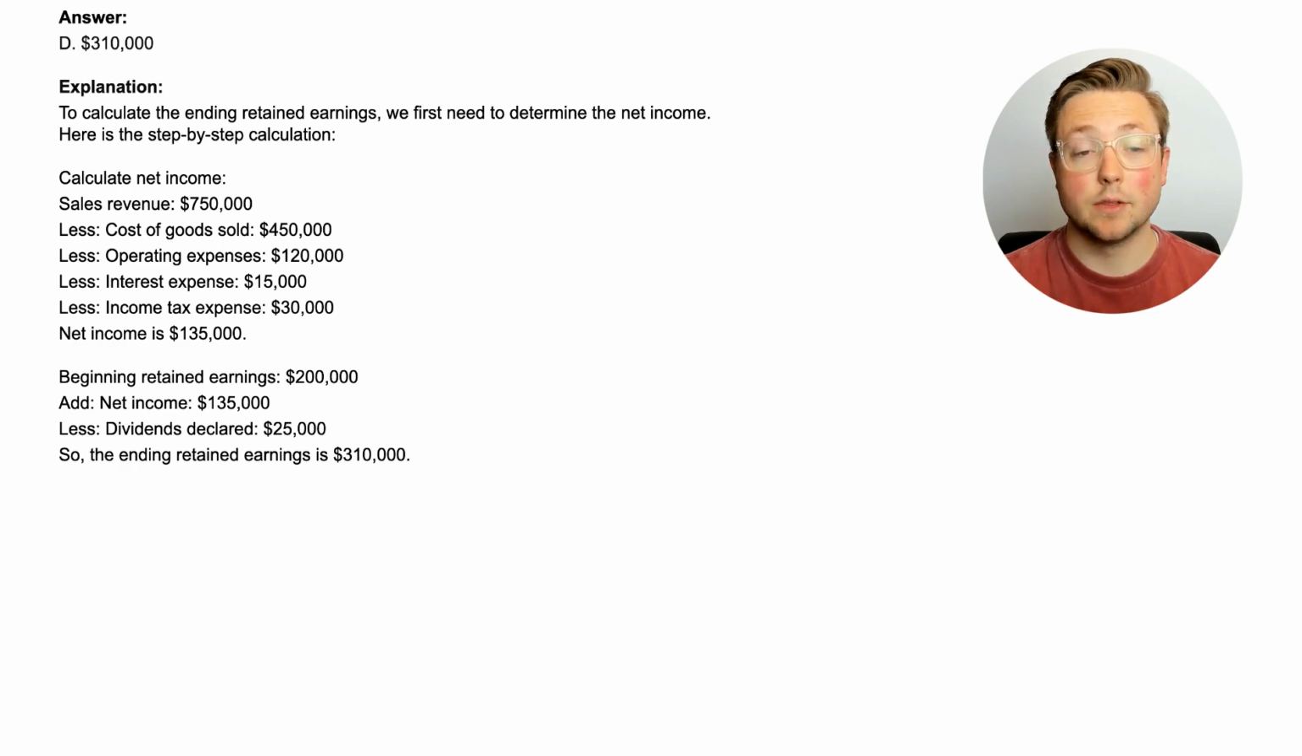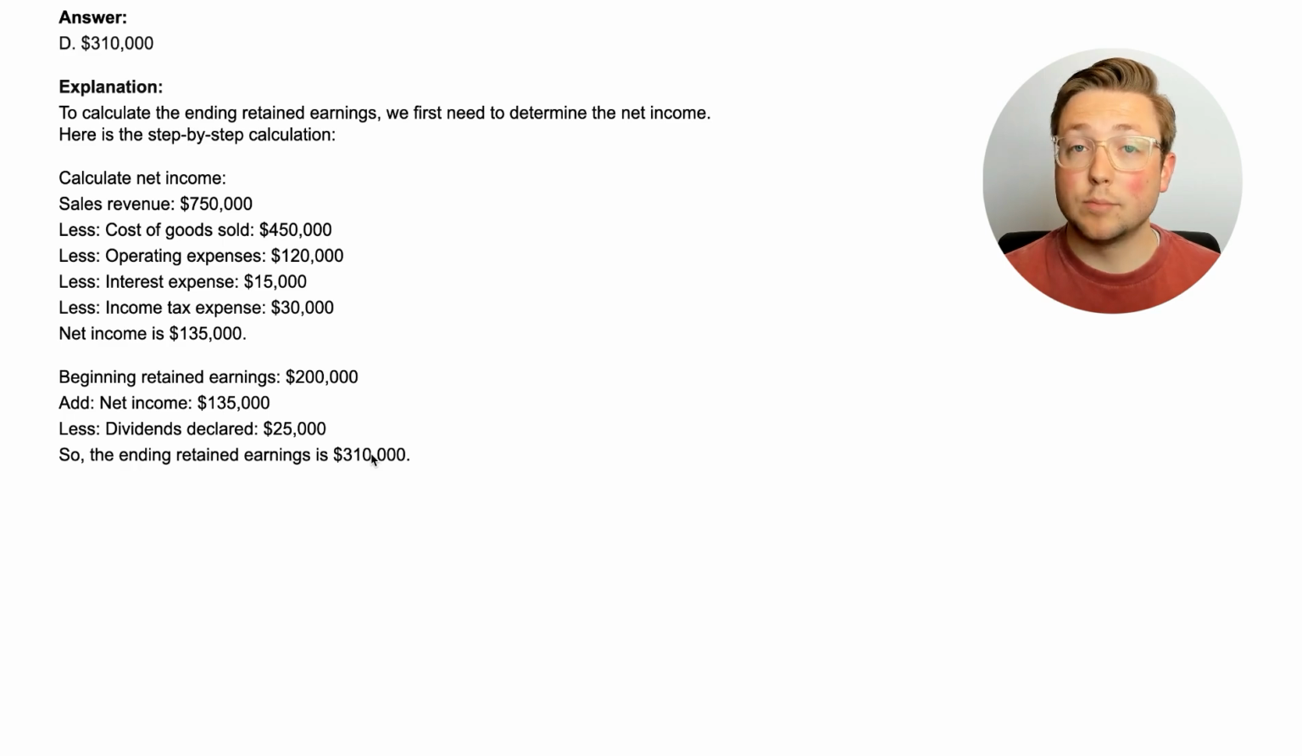All right, the answer is D, $310,000. So as you probably guessed, we have to figure out what the net income is so that we know how that affects the retained earnings. So first we have to calculate the net income. That was the sales revenue less the cost of goods sold, less the operating expenses, less the interest expense, less the tax expense or the income tax expense. That gets us to net income of $135,000. And then we add that to the beginning retained earnings, and that gives us $335,000, but then we subtract the dividends declared, giving us $310,000 of retained earnings.